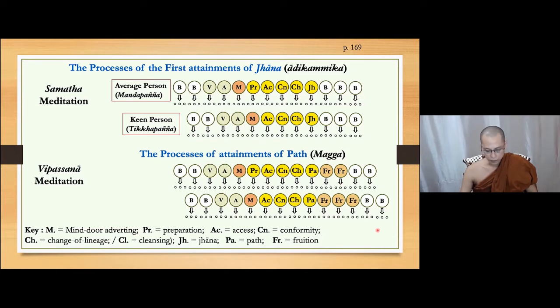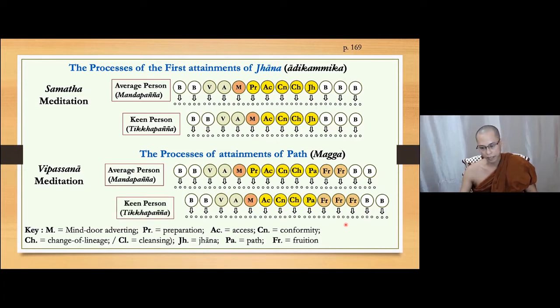Then what makes the difference is the process with the preparation moment and the lesser fruition moment, which arises in the average person's process, the mandapanya. And the absence of the preparation moment and the longer, extended fruition moment is the higher one. So the person is regarded as the keen person, the Dekapanya. This is the difference of the individual.